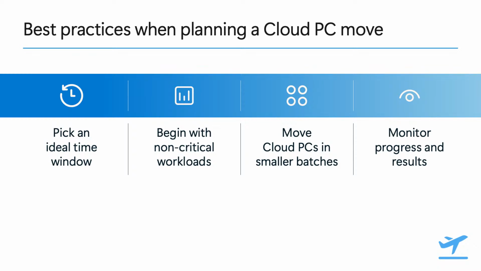Monitor progress and results. Use Cloud PC Action status reporting to closely monitor the progress and results of your move operations. This real-time visibility enables you to track the status of each Cloud PC and address any issues that may arise during the move process. Ibrahim will talk more about this in the upcoming slides. Next, I'll hand it over to Abe, who will talk about our reporting capabilities and some exciting new updates.